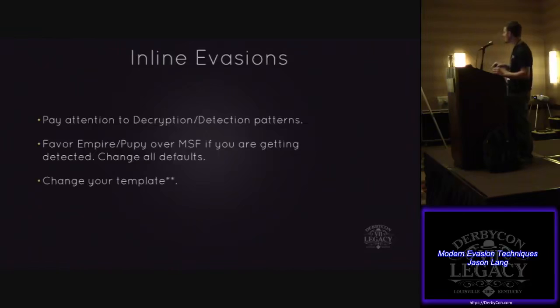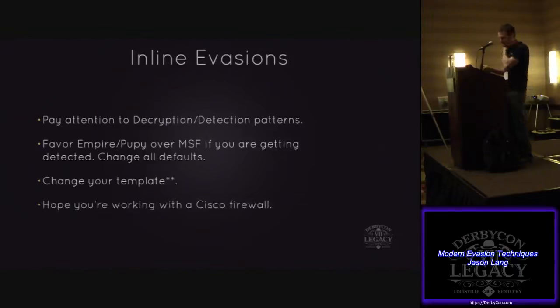I have a link. I think it's in this talk. Black Hills dropped a blog post, I don't know, like 2 years ago now, that talks about how to change some of the strings and some of the memory handlers in the standard Metasploit template that is used for building executables. You change this, and the game does change on the endpoint, and we'll get into that as well. And lastly, hope that you're working with a Cisco firewall.